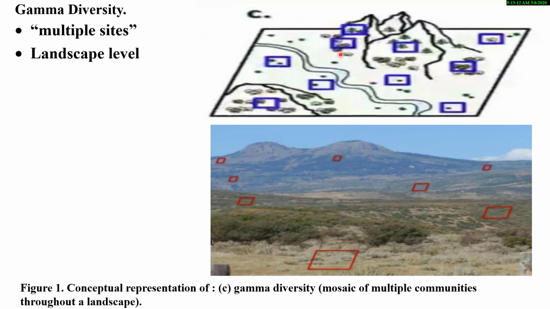That is gamma diversity. So if you have patches of habitat and you want to see how species changes spatially, that is gamma diversity. So when you check the conceptual representation of gamma diversity, you could see that we are not considering just one habitat. We are not looking at diversity within just one habitat or between one habitat and another habitat. We are looking at multiple sites, different sites at landscape level.